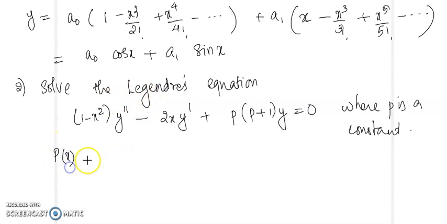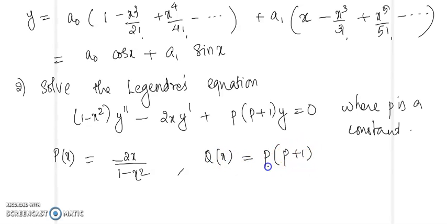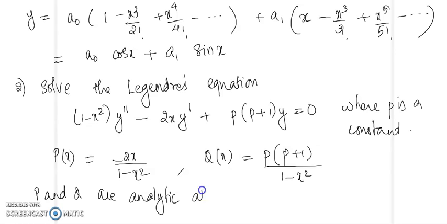So here when you convert to the general form, p of x will be minus 2x by 1 minus x square, and q of x is p into p plus 1 by 1 minus x square. Now p and q, you can see that both are analytic at the origin. So p and q are analytic at the origin. So we'll find a solution of the form y equal to summation a n x raised to n.